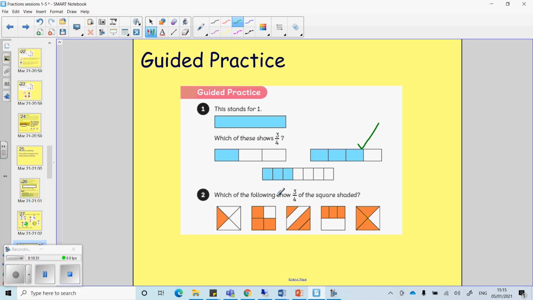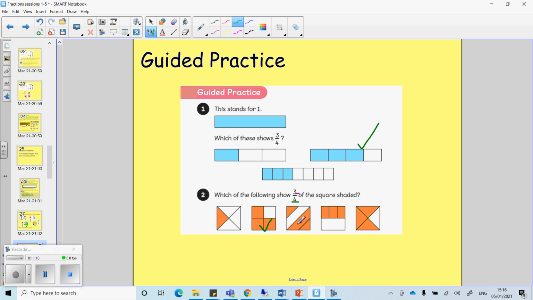Question 2. Which of the following show 3/4 of the square shaded? So we have squares every time. They're shaded in different ways. But look, we need to find 4 equal parts, and we need to find 3 parts of them shaded. So let's find out. 1, 2, 3, 4 equal parts, but only 1 shaded. 1, 2, 3, 4 equal parts. 1, 2, 3 of them shaded.